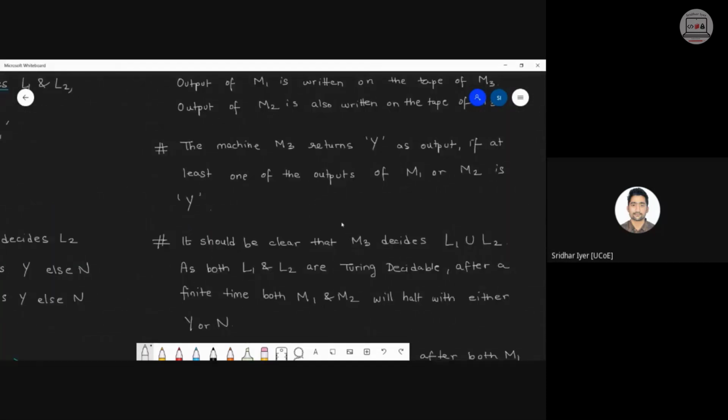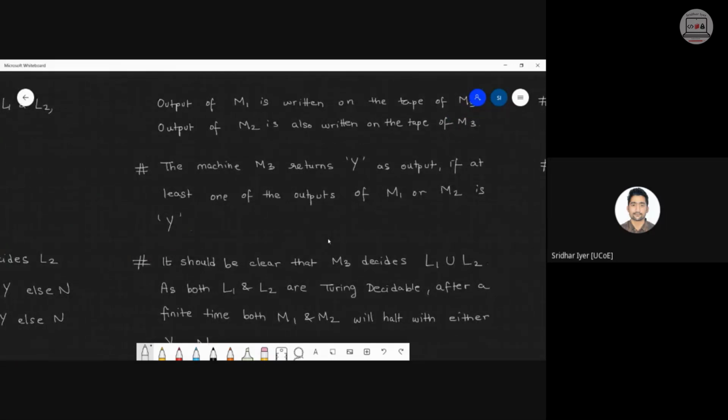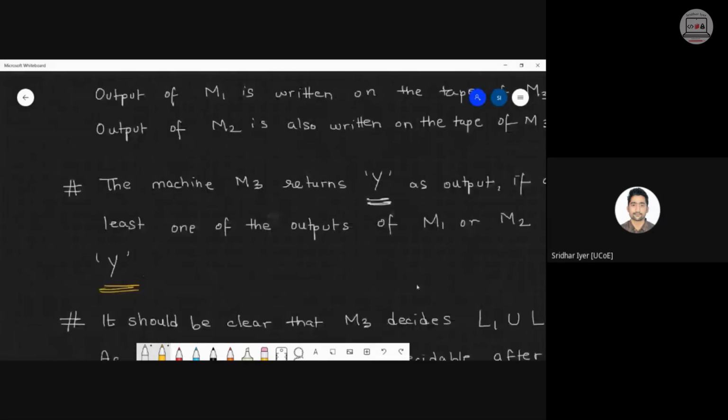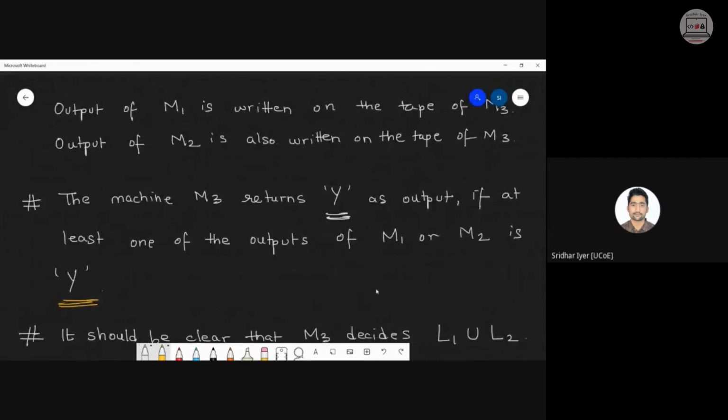Just have a look. The machine M3 returns yes as output if at least one of the outputs of M1 or M2 is yes. Why is this happening? Can any one of you tell me? Focus on this particular statement. The machine M3 returns Y as the output if at least one of the outputs of M1 or M2 is yes. Why is it happening so? Any answers? Correct, because the question is union. We are talking about union. So depending upon the question, these conditions will vary.